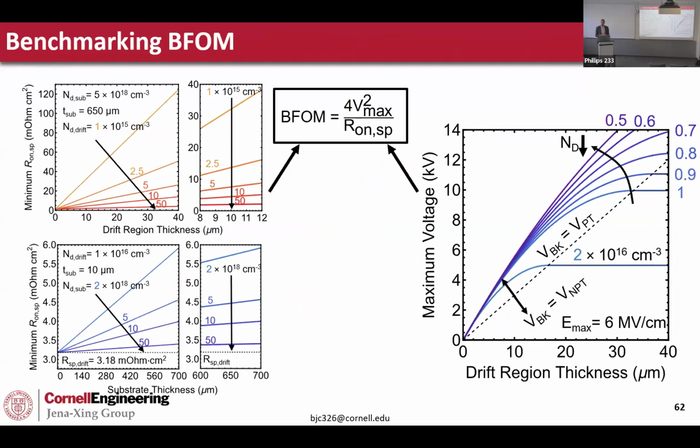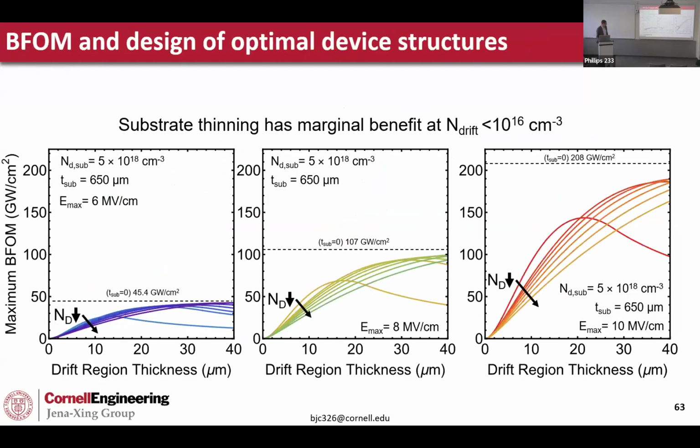Notably, in these two plots that I've shown you before, where I've looked at the maximum and minimum, I've calculated this both as a function of drift region thickness, which means I can just combine them together and have a BFOM as a function of drift region thickness. And this tells us where in the design space we want to be. Those plots, again, using 6, 8, and 10 megavolts per centimeter, look something like this.